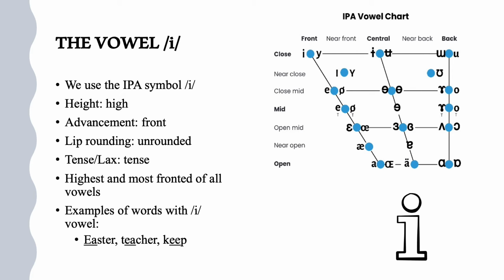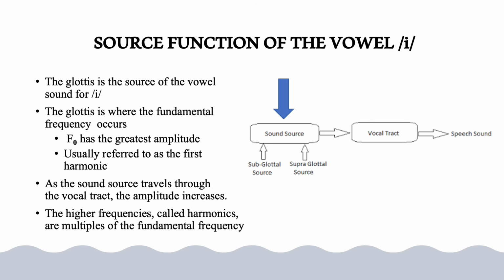When looking at the diagram on the right, we can see that E is the highest and most fronted of all vowels. Going back to source filter theory, the first spectrum is the source function. The glottis is the source of the vowel sound for E, and the glottis is also where the fundamental frequency takes place. The rate of the vocal fold vibrations give rise to the fundamental frequency. Harmonics are multiples of the fundamental frequency, and harmonic spacing depends on the fundamental frequency.